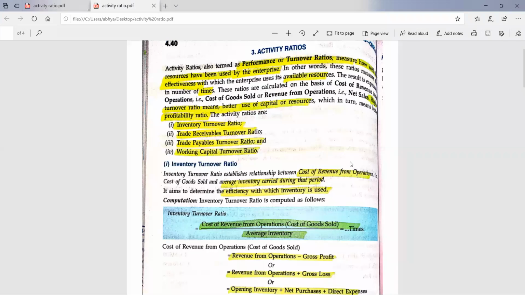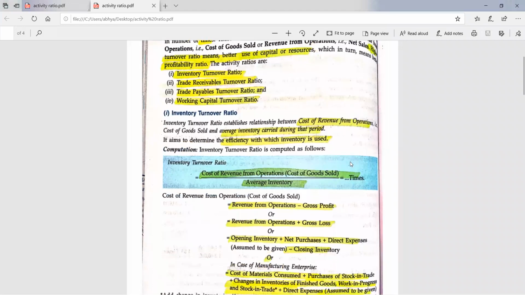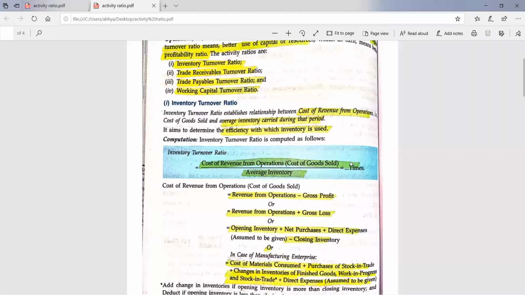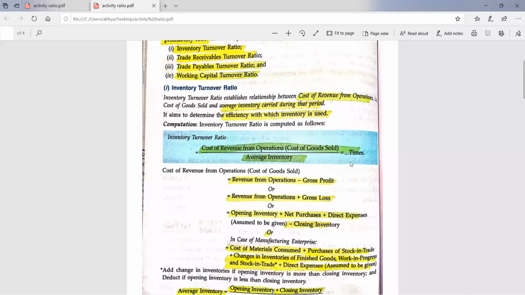Inventory means stock. So here we are talking about the stock ratio. So inventory turnover ratio is the ratio which establishes the relationship between cost of RFO. Cost of RFO, please write down all the formulas. It will be easy for you when you write formulas on your own, because then learning will become easier. Cost of RFO, which is known as cost of goods sold, COGS, upon average inventory, and the answer will come in times.